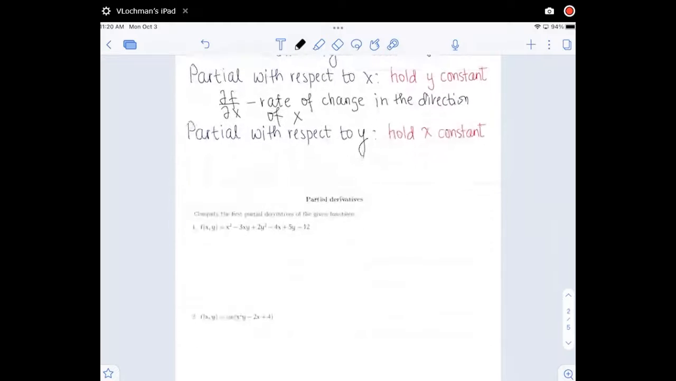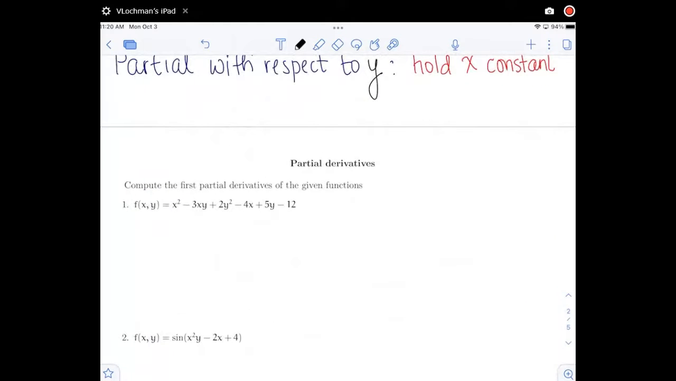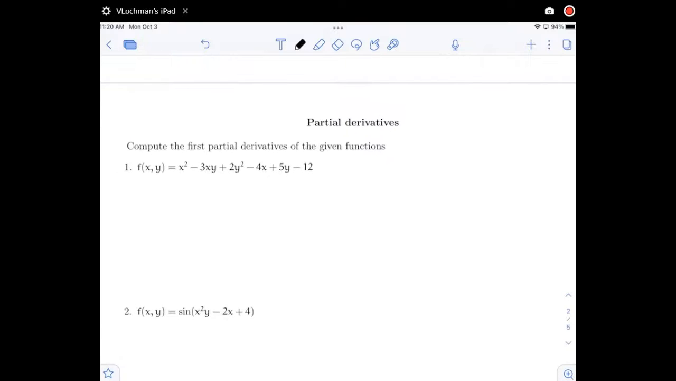All right, so how do we actually compute it? That's the fun part, I think. Okay, how do we compute it? Let's go ahead and compute partial derivatives of the given functions. This one says first partial derivatives, which means there's probably a second partial derivative. First partial derivative, df dx of this function.